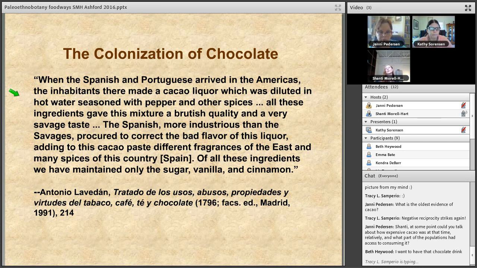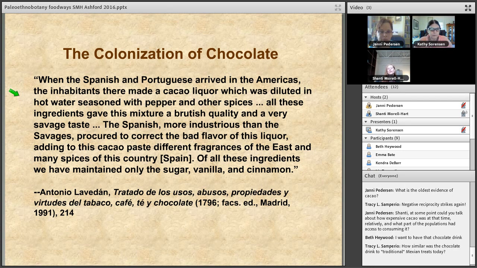So then we could also talk about the colonialization of chocolate. So I'm drawing this description here from Antonio Lavedan, who talked about in English the uses, abuses, properties, and virtues of tobacco, coffee, tea, and chocolate. This was something that was written in 1796 and then reproduced in 1991.